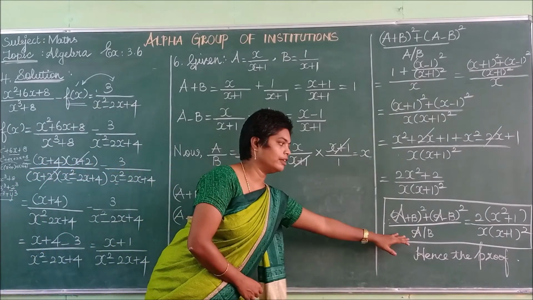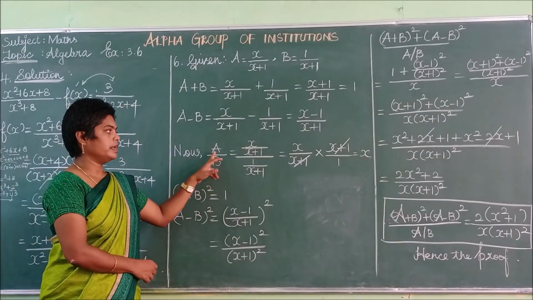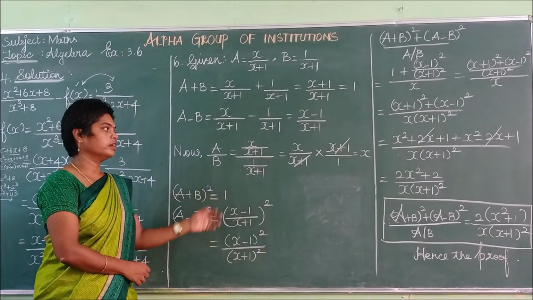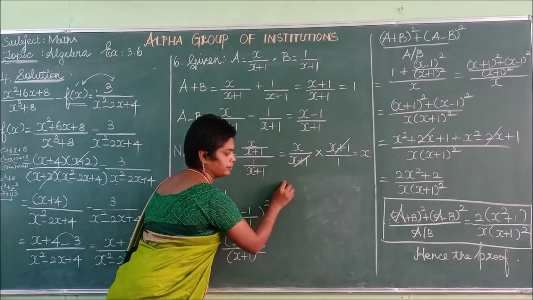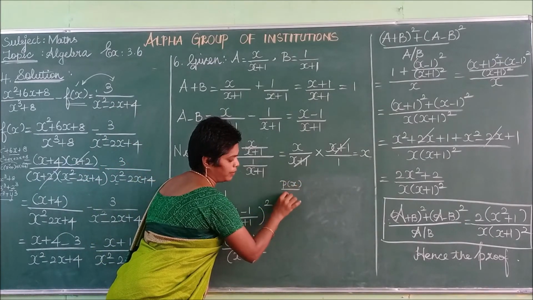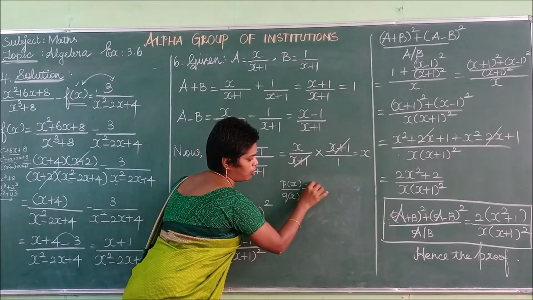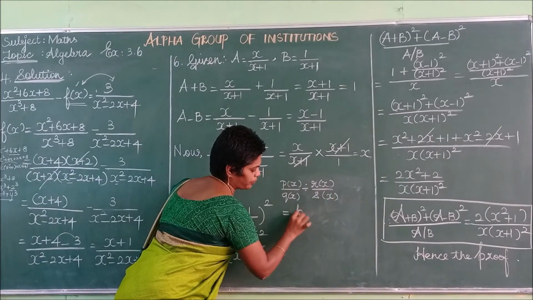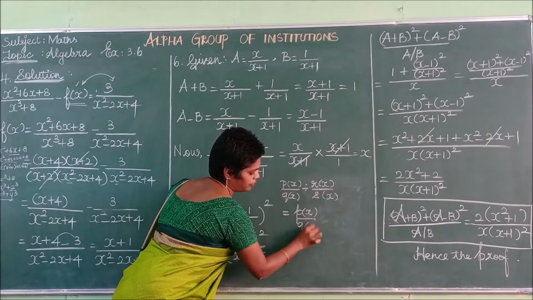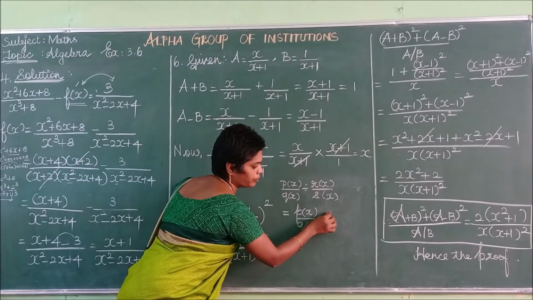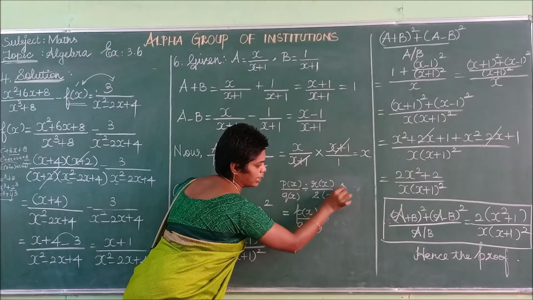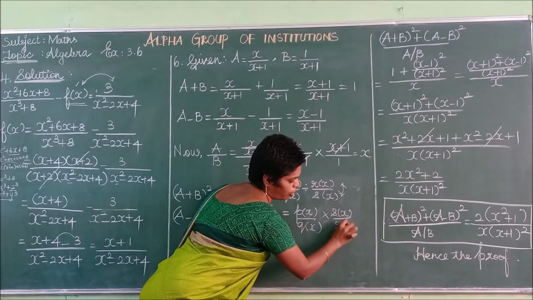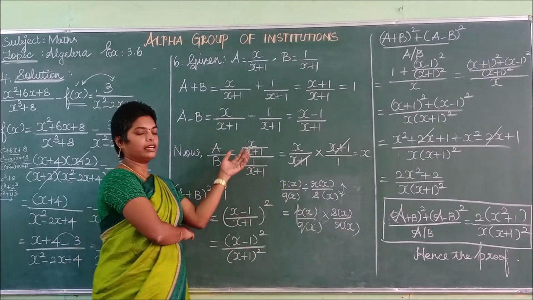Then find the denominator value, a by b. So what is our a by b? a is x divided by x + 1. b is 1 divided by x + 1. So you know already one formula. p(x) by q(x) divided by r(x) by s(x) is equal to p(x) by q(x). First term, no change. Second term, if you want to change the sign, both get reciprocal. Reciprocal means s(x) divided by r(x). So the same format here we are changing.